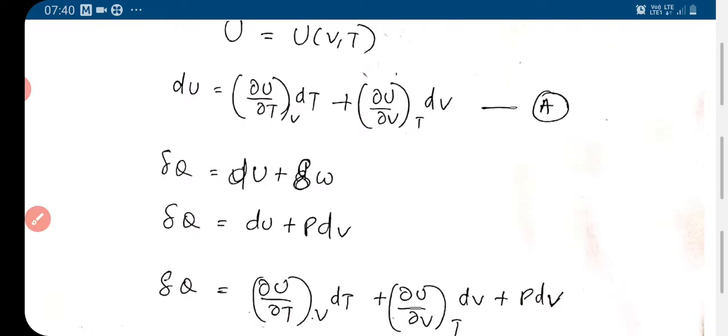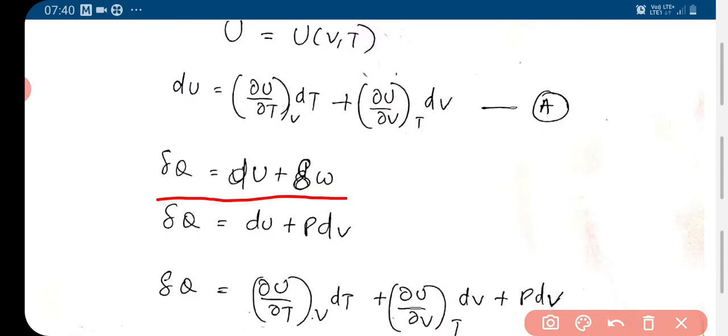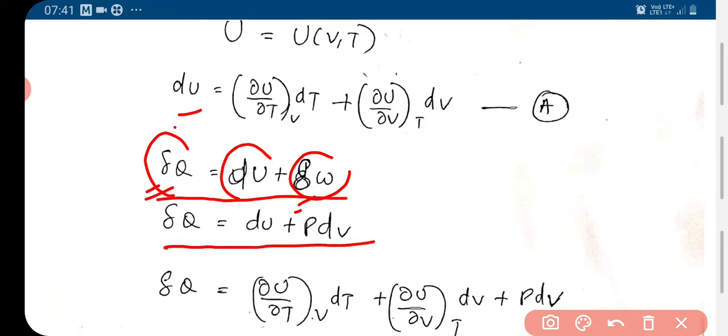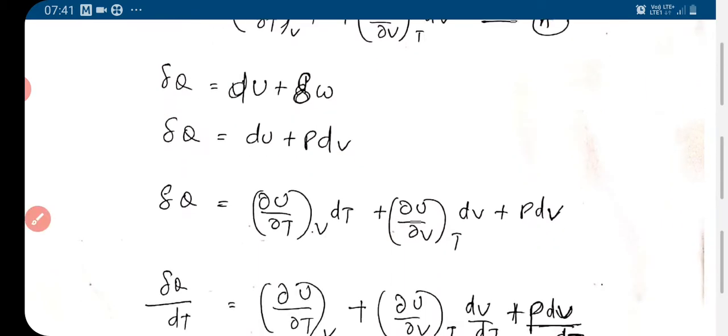And δQ is given by dU plus δW. The only reason we use delta here is that it is not a perfect differential like U. Actually the meaning is the same. You supply some amount of heat, δQ, and dU is the increase in internal energy, and δW is the small amount of work done. So δQ is equal to dU plus PdV, because δW, the work done, is PdV.